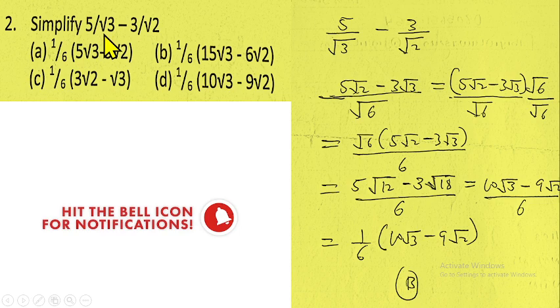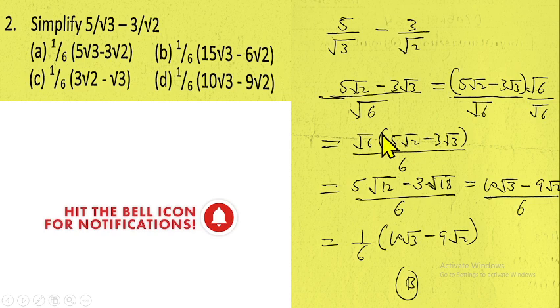root 2. It is not well written, but I've helped you to rearrange it. There are ways in which you can approach this. You can find the LCM first, and the LCM is root 6. Root 3 in root 6 will give us root 2. Root 2 times 5 will give us 5 root 2. Minus, root 2 in root 6 will give us root 3, times 3 will give us minus 3 root 3.